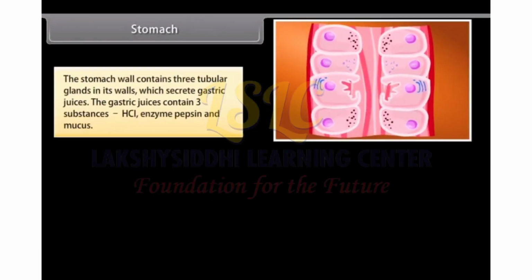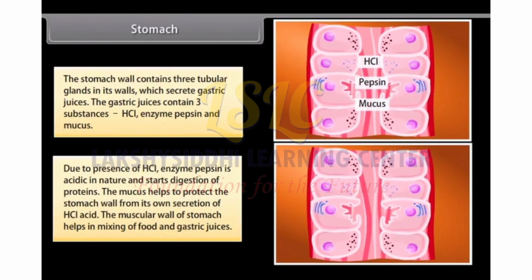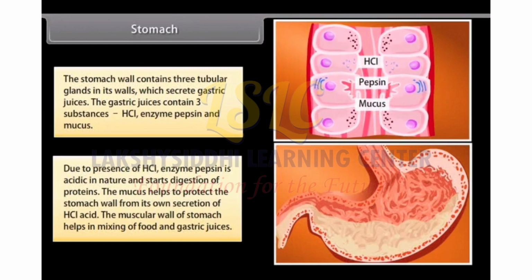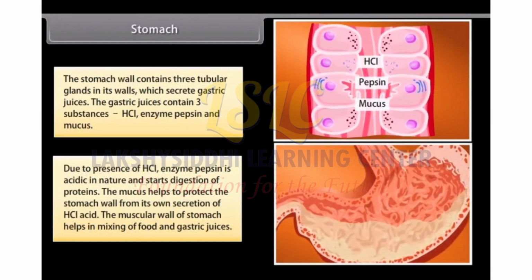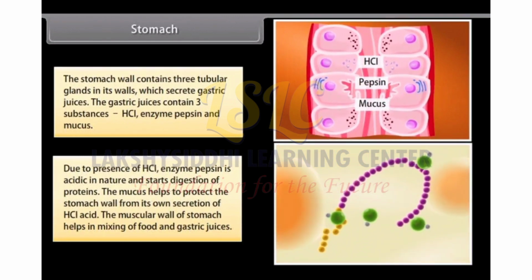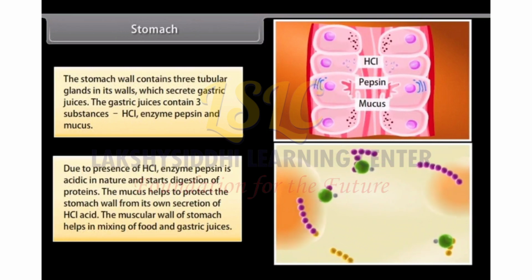The stomach wall contains 3 tubular glands in its walls which secrete gastric juices. The gastric juices contain 3 substances: HCl, enzyme pepsin, and mucus. Due to the presence of HCl, enzyme pepsin is acidic in nature and starts digestion of proteins. The mucus helps to protect the stomach wall from its own secretion of HCl acid. The muscular wall of the stomach helps in mixing of food and gastric juices.